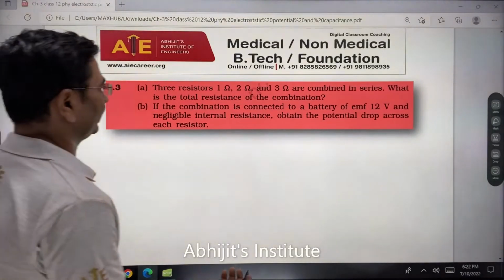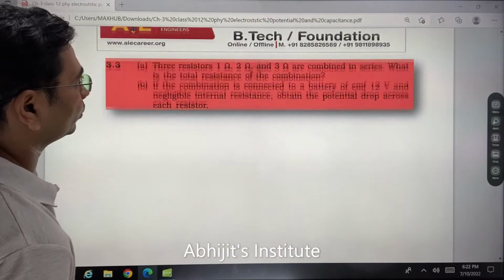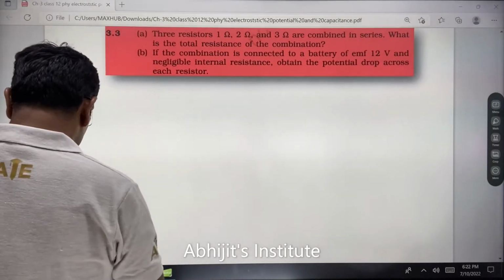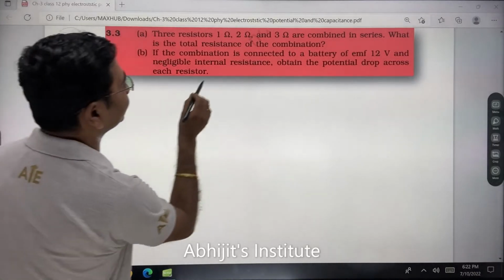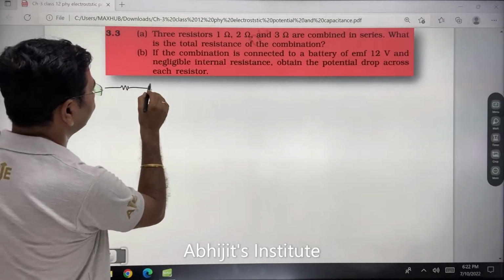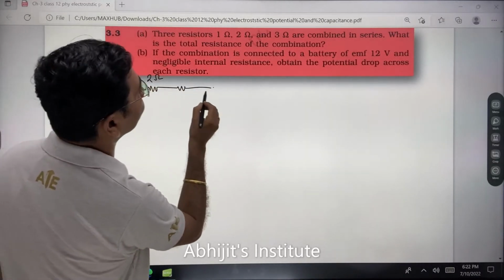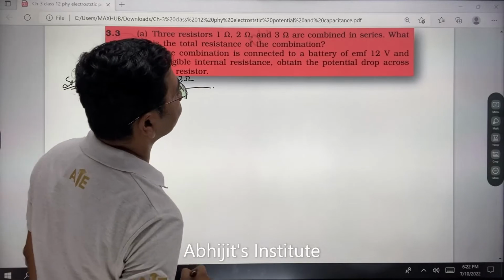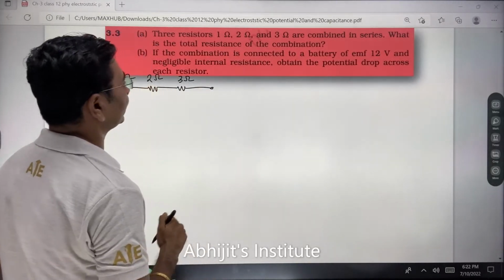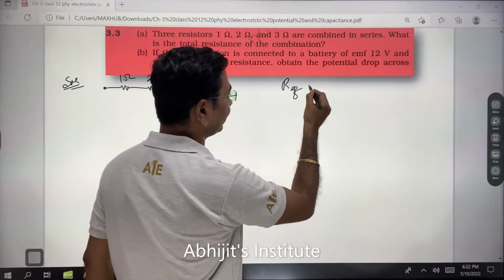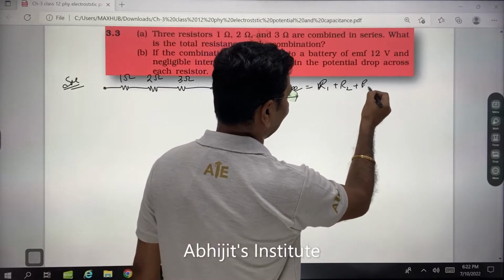So let's try this one. Now let's work it out. So I have got 3 resistances: 1 ohm, 2 ohm, and then 3 ohm, connected in series. What is the total equivalent resistance? So R equivalent is nothing but, since I connected them in series, R1 plus R2 plus R3, and you simply add them up.